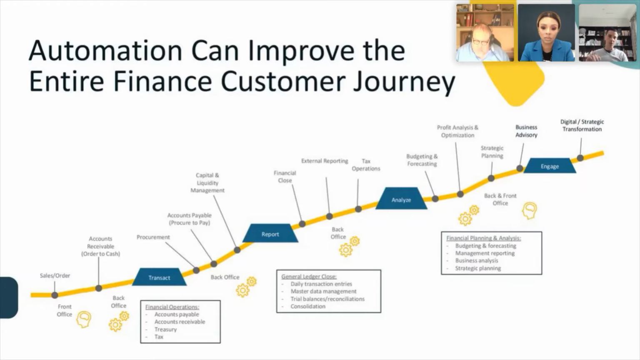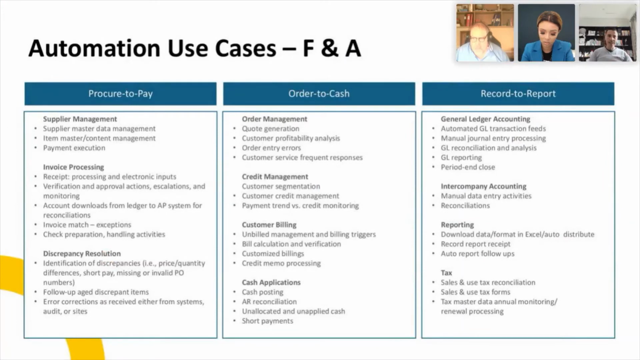And even moving up the chain, if we start looking at the more strategic functions around financial planning and analysis, automating some of the activities within the budgeting and forecasting space, management reporting, and even in the strategic planning space. So throughout the entire finance journey, there really is opportunity for us to do quite a lot. And I've tried to break it down into the three main functional streams, process streams.